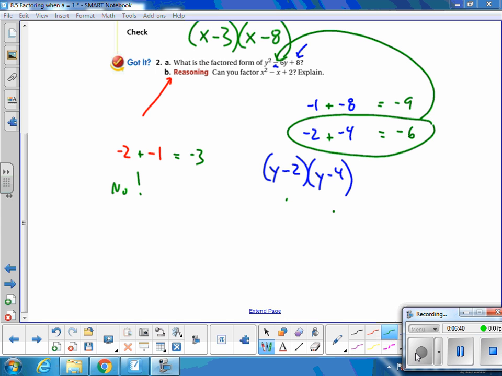On the second part, can you factor x squared minus x plus 2? I tried it out by looking at the products of 2, and again, because this is negative, the terms need to be negative, so the only option I have is negative 2 plus negative 1, which is going to get me to negative 3. So I can't get to that negative 1 in this situation. So no, these cannot be factored.